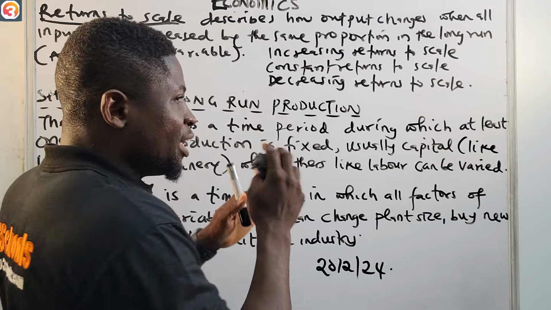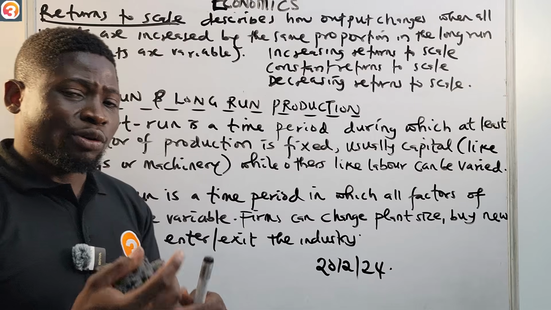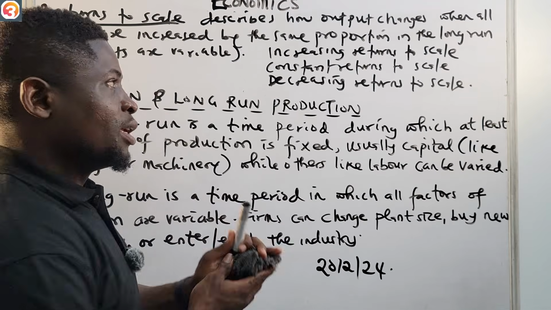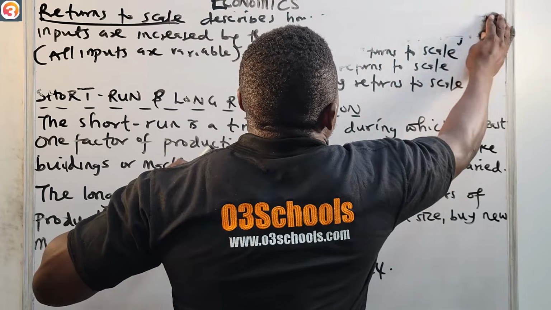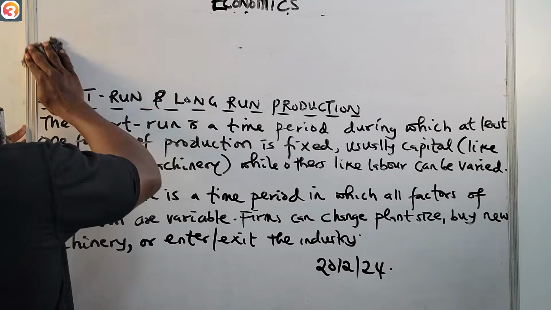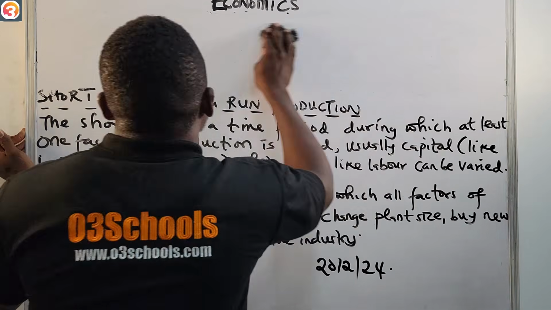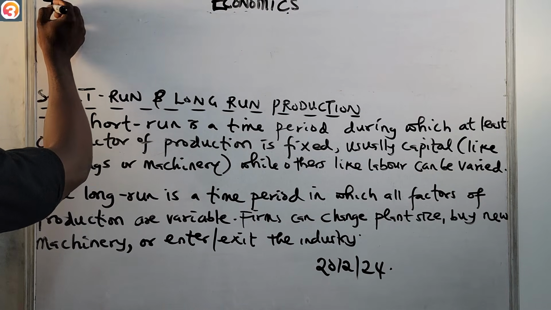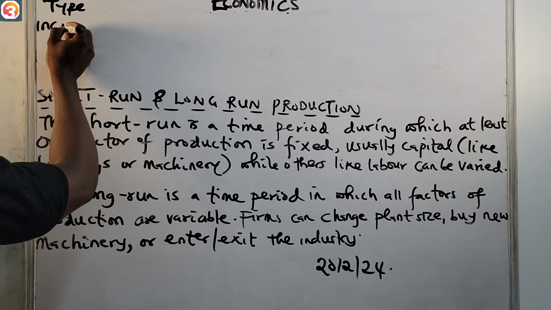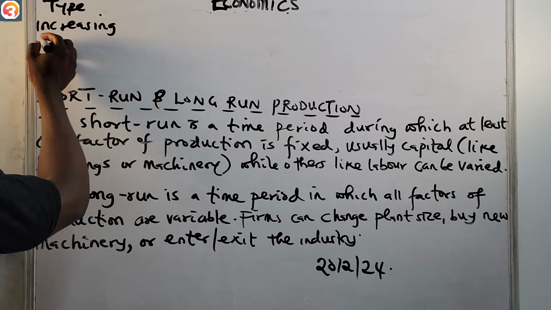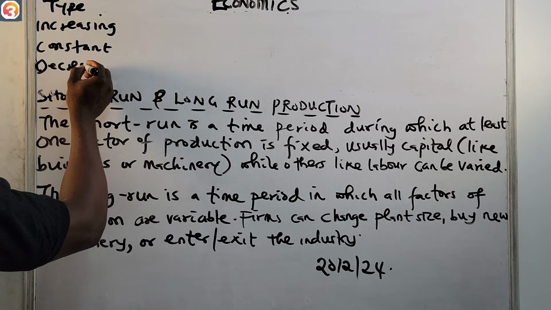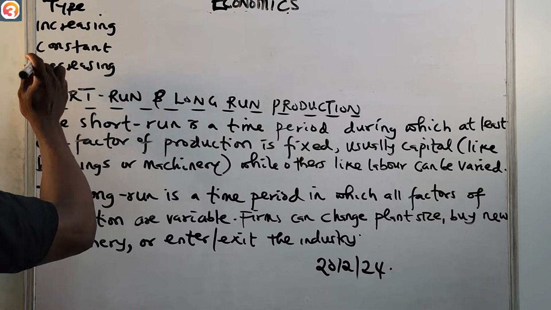Depending on the type of return to scale, that's how we're able to know whether it's increasing, constant, or decreasing. Let us quickly see that now. Let's use the tabular form to quickly explain it. Depending on the type, for example, here we have increasing, then here we have constant, then here we have decreasing.